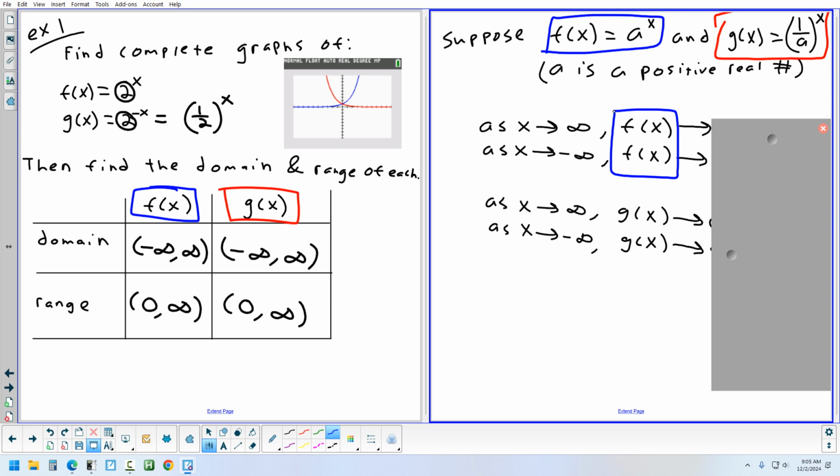So look at the blue one. As you keep following the blue one to the right, what's happening to the y value? It's going up, and what is it approaching? Infinity. Yep. So in other words, every exponential growth function, as you head to the right, goes up. All of them. They might go up a little sharper or a little slower, but they go up.